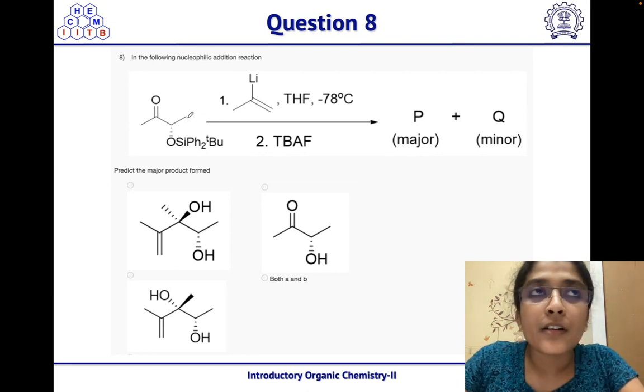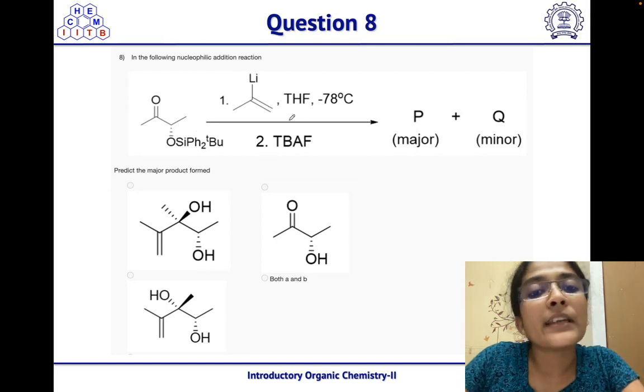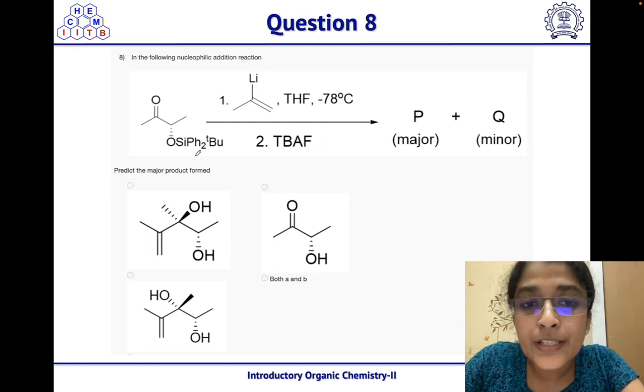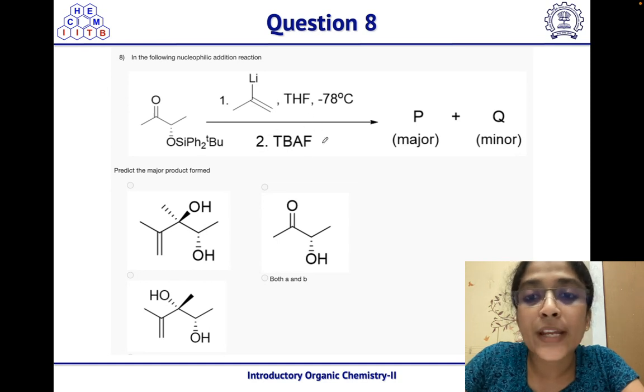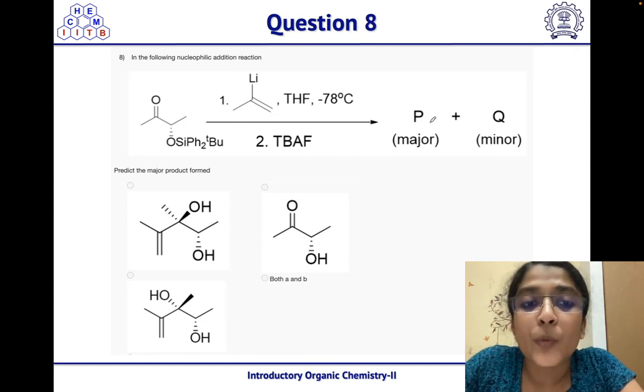Here they have given a substituted ketone, and they are treating it with this nucleophile, and then they are doing TBAF deprotection. So here a silyl group is there. For deprotecting the silyl group we are using TBAF. TBAF is a fluoride source. For deprotecting silicon-containing protecting groups we use a fluoride source, and mostly we use the TBAF reagent. So they are asking what is the major product that is formed in this case.